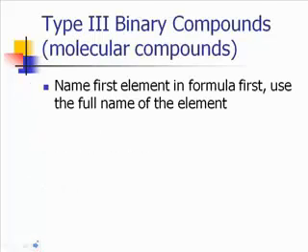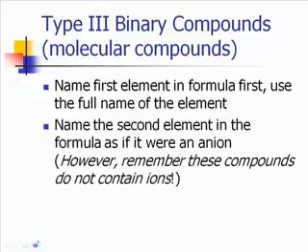Alright, now, type 3 compounds. These are molecular compounds, and they have 2 nonmetals in them. So, the general format is the same. You're going to name the first element in the formula first, and then you're going to use the full name of that element, similar to the way you did the metals. The second element is going to get the IDE ending.